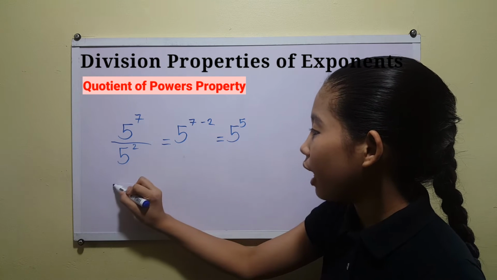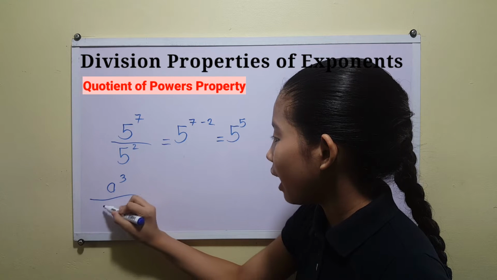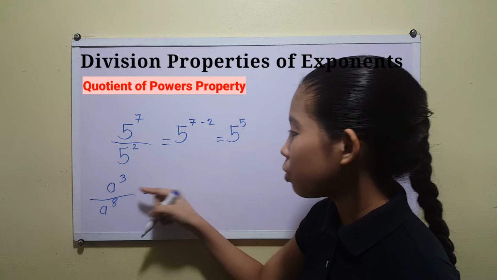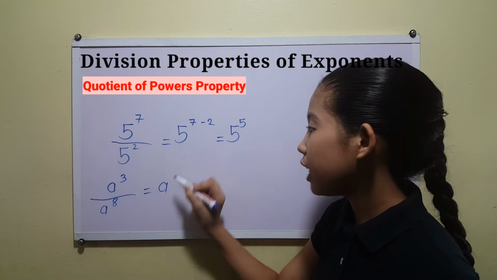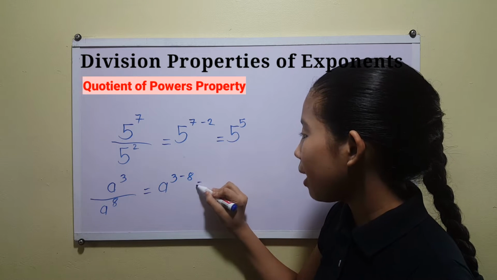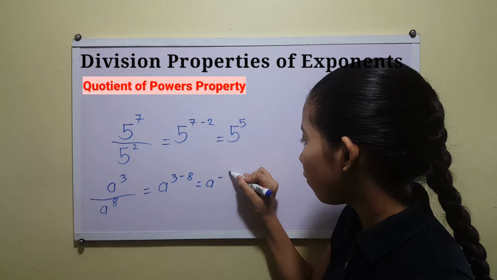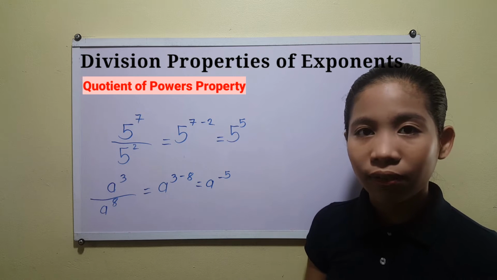And if we have a to the power of 3 divided by a to the power of 8, copy the base, which is a. Then subtract the exponents. We have 3 minus 8. And 3 minus 8 is a to the power of negative 5. And as you can see, our exponent is a negative.